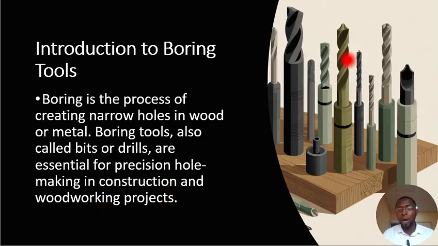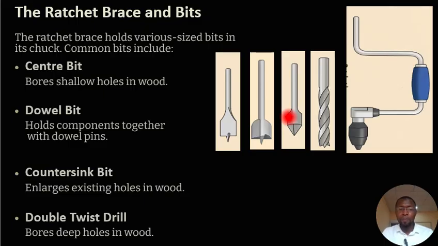I see some of them here. There are some of the boring tools that we have, drills or bits. All right. So let's consider some of them. The one I want us to look at today is called the ratchet brace and bit. This is an example of a ratchet here. So this is the ratchet boring tool. So the ratchet brace, what it does is to hold various size bits.